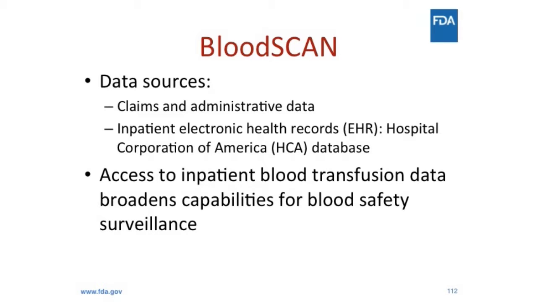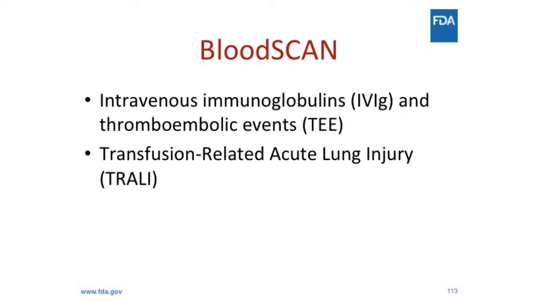Now, each of these data sources has its own limitations and strengths, but it should be noted that access to inpatient blood transfusion data certainly broadens our capabilities for blood safety surveillance. I'd like to highlight two of our projects in the BloodSCAN component. One is intravenous immunoglobulins and thromboembolic events, which Scott mentioned, and I will not go into details about that. And the other one is transfusion-related acute lung injury. Both of these are protocol-based activities with medical chart component.